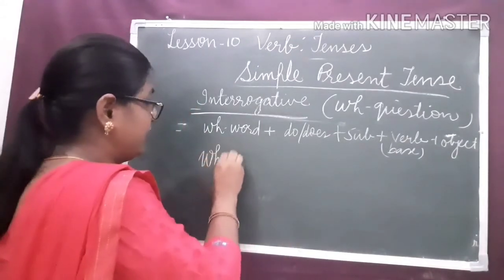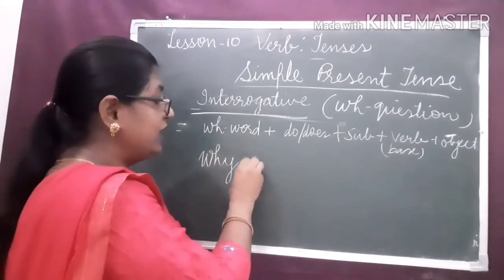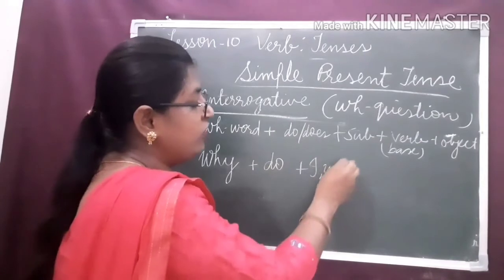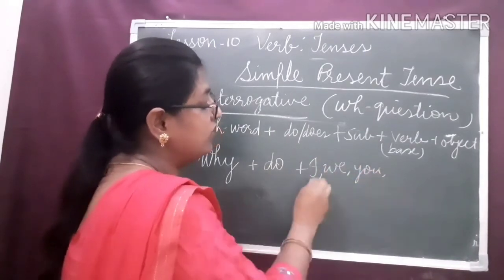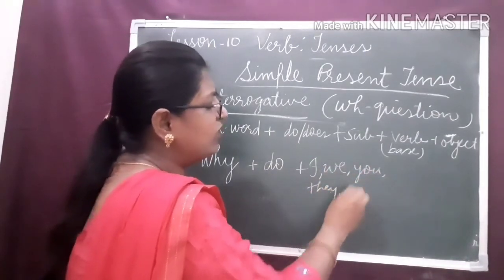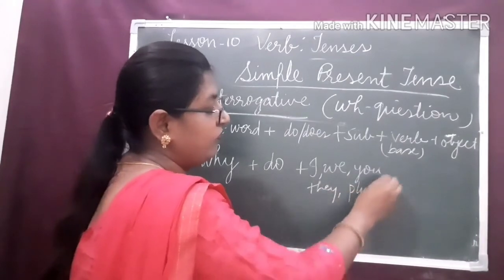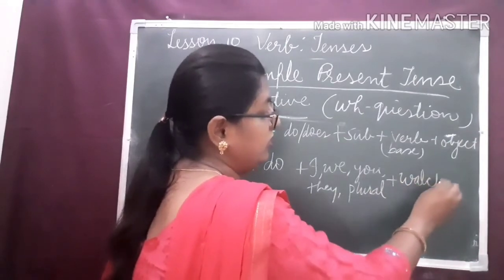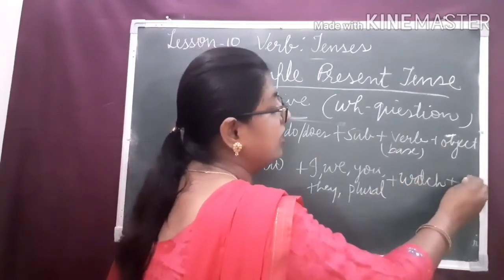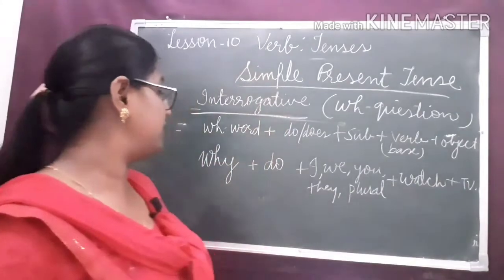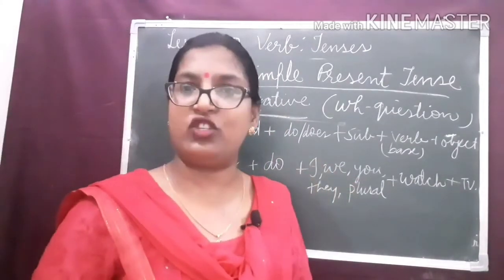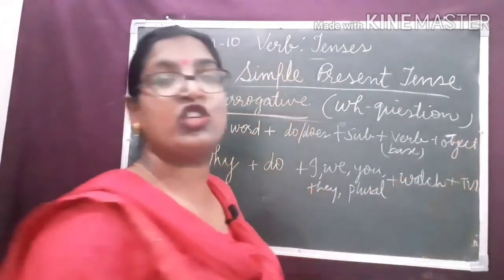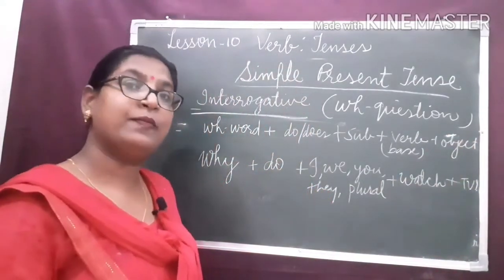Why, WH word why, do, the subject can be I, we, you, they, or any plural subject. And then we use the verb in its base form, and then comes the object. Why do I watch television? And as it is an interrogative sentence, we put a question mark at the end.